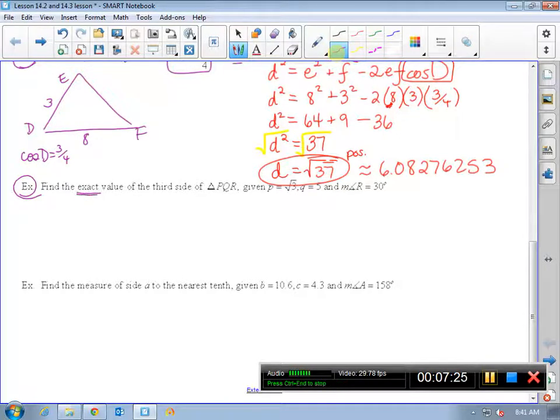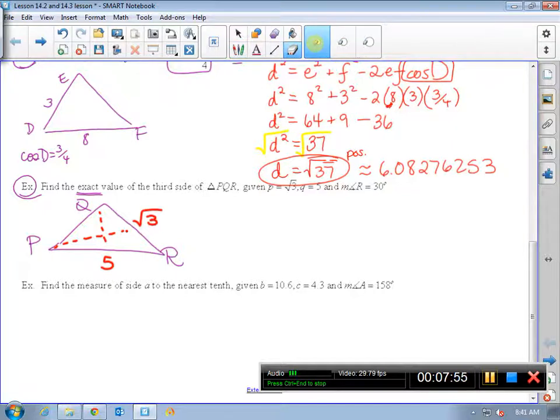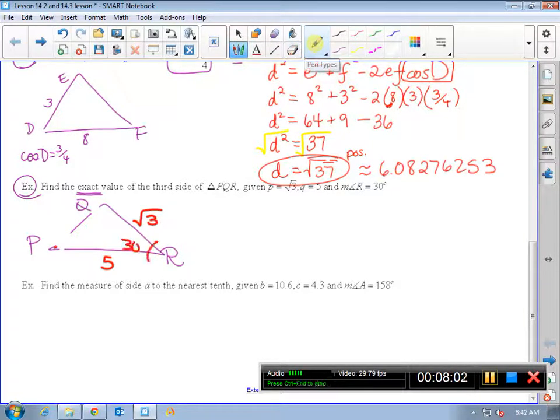Find the exact value of the third side of triangle PQR. Okay, PQR. Given side P, side P is over here, is square root of 3. And side Q is 5. Side Q would be over here, right? And the measure of angle R is 30 degrees.